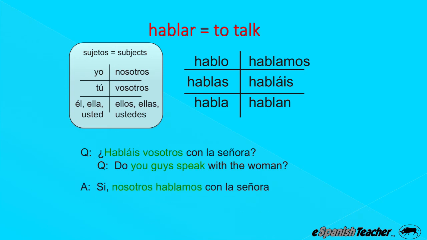Sí, nosotros hablamos con la señora. Yes, we speak with the woman. So in this case, I was asking you a question about you and some other people that are around you. I said, do you guys speak with the woman? Okay, so there must be you and maybe some other friends around you that I'm asking the question to. So in your response, you're not only responding for yourself, you're responding for yourself plus your friends who are with you. So, sí, nosotros, yes, we speak with the woman. Sí, nosotros hablamos con la señora.